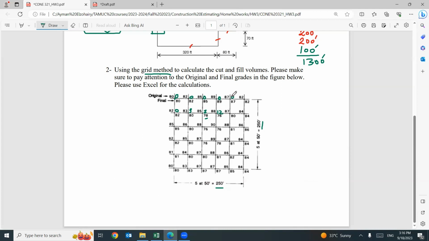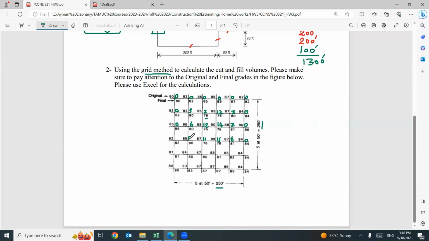This one, we have 0. This one, we have 7. This one, we have 0. This one, we have 0. And keep going. This one, we have 0. This one, we have 6 to be excavated. This one, we have 12 to be excavated. This one, we have 14 to be excavated. This one, we have 7. This one, we have 0. This one, we have 0. This one, we have 6. This one, we have 11. This one, we have 11, I think.